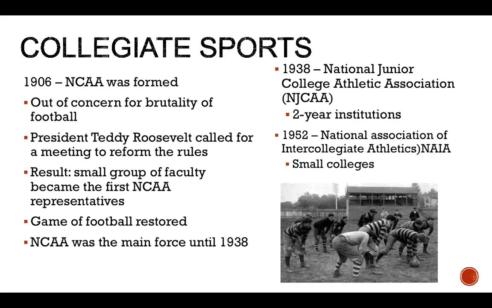So the NCAA was the main force until 1938, when the National Junior College Athletic Association was introduced, and they managed the rules of two-year institutions. And then later in 1952, there was another division where the NAIA was introduced, and they managed the rules of smaller colleges.